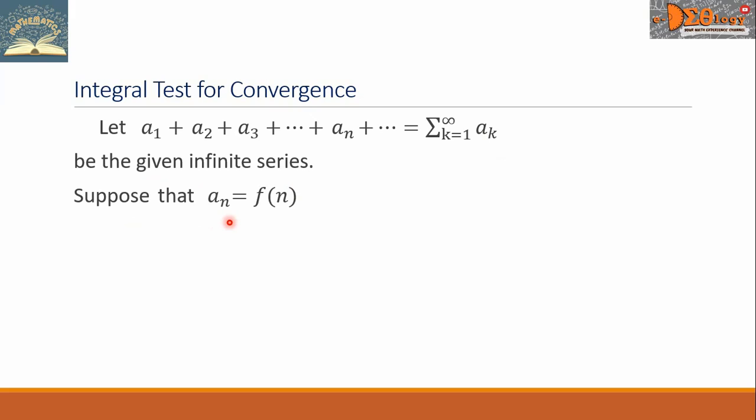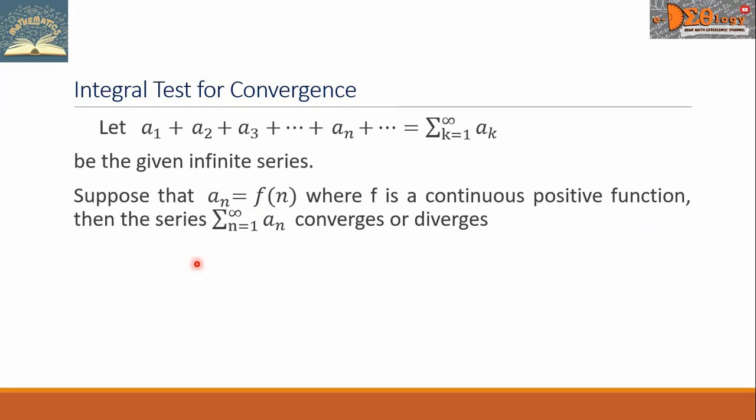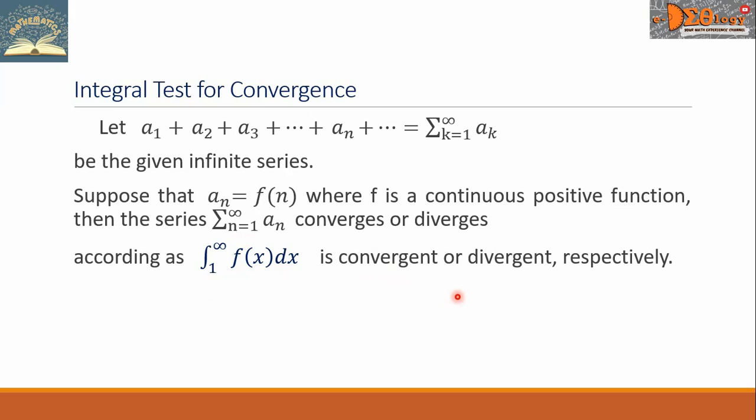Suppose that a sub n equals the function f of n, where f is a continuous positive function. Then the series summation from n equals 1 up to infinity of a sub n converges or diverges according as the definite integral from 1 to infinity of f of x dx is convergent or divergent respectively.